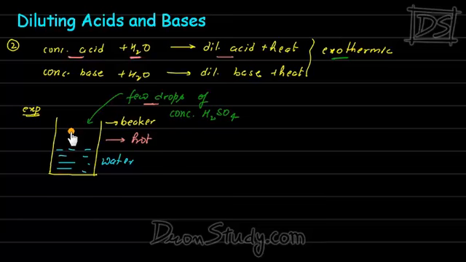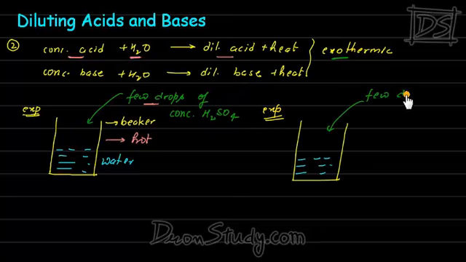You can do the same experiment for a base also. It's exactly the same. Suppose we add water to the beaker; now what do we need to add? A few drops of concentrated base. Suppose we add NaOH. Again, we are diluting the concentrated NaOH. Again, if we touch the beaker, it becomes hot.